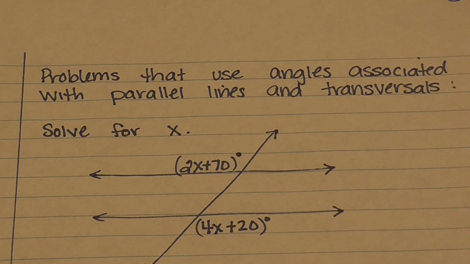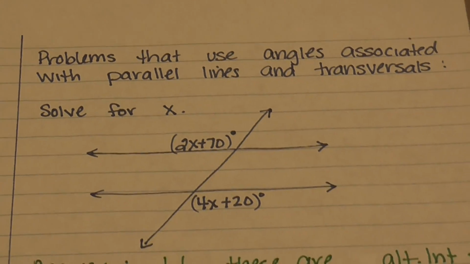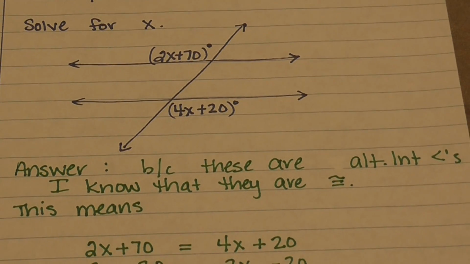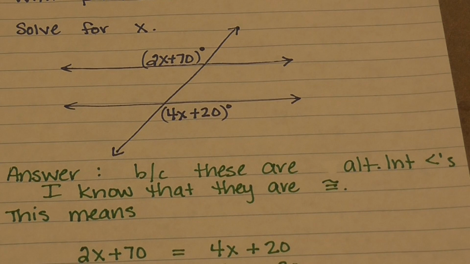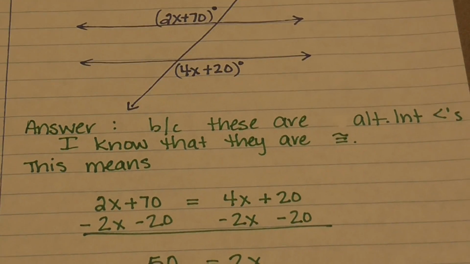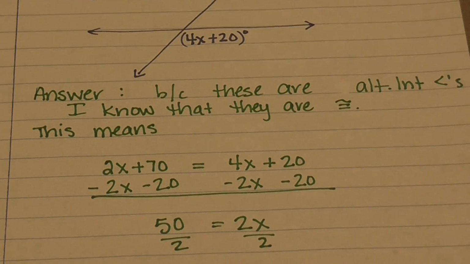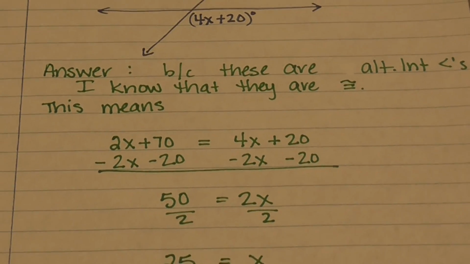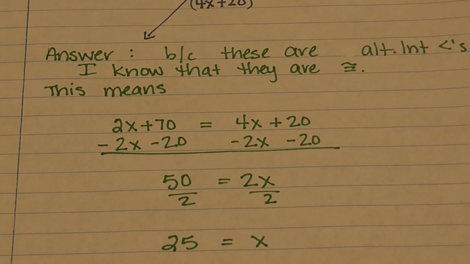Well, what do I want? I want to solve for X. So how do I use alternate exterior angles to solve for X? Well, alternate exterior angles mean that they are equal to each other. They're congruent. So I can set these two expressions, 2x plus 70 and 4x plus 20, equal to each other, and I can solve for X that way. And what we realize is that X equals 25.